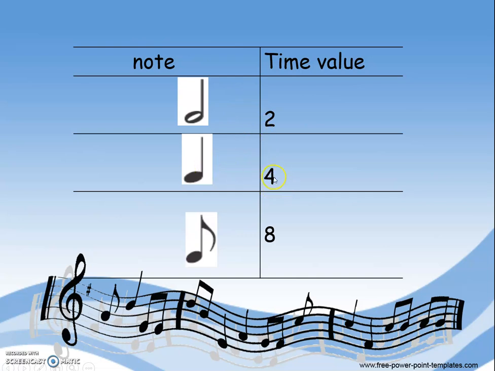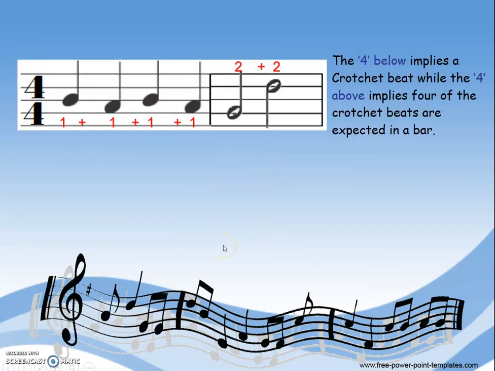And then whenever we see 4 under it means we are counting in crotchets. Then when we see 8 under, it means we are counting in quavers. For now, these are the three numbers you are likely to see under: 2 representing minim, 4 representing crotchet, and then 8 representing quaver.